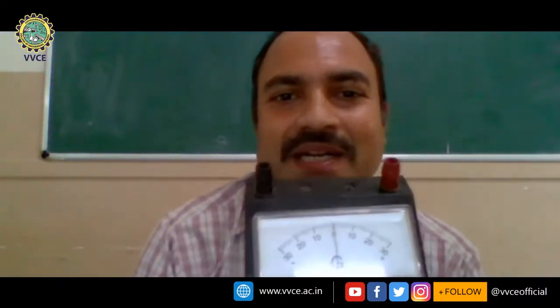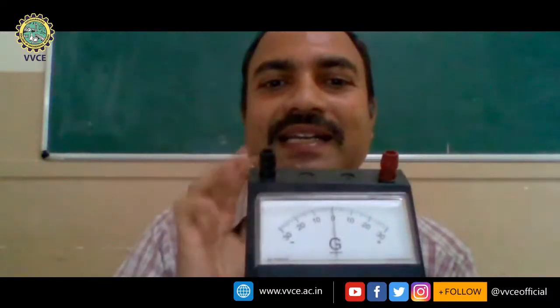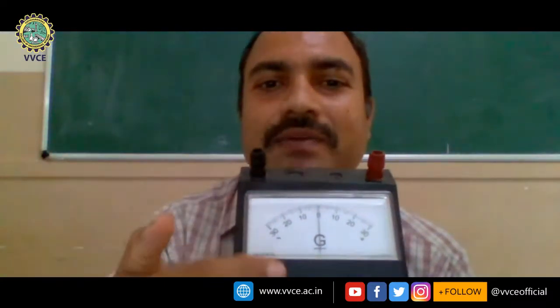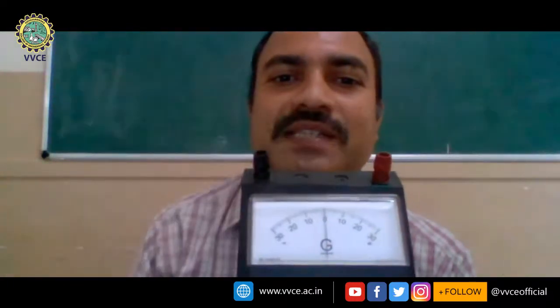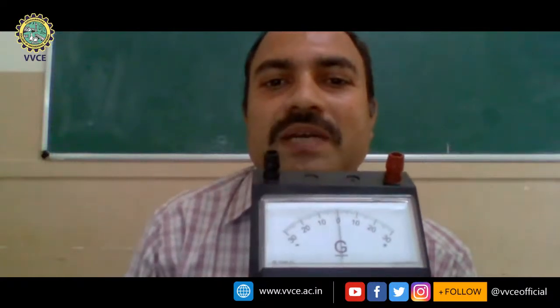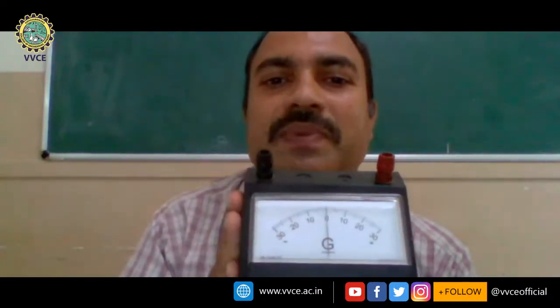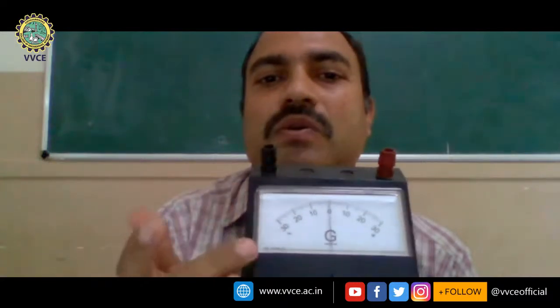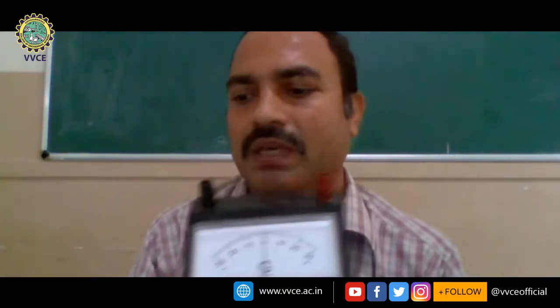Here is a galvanometer which detects the presence of current in a circuit. You can see a pointer which is positioned at 0, right? So the needle is at equilibrium position. If the needle deflects, it shows the presence of current in a circuit. Also, it shows the direction of motion of the current.